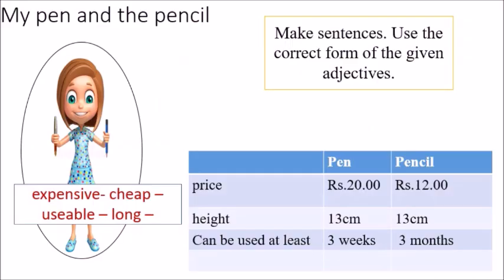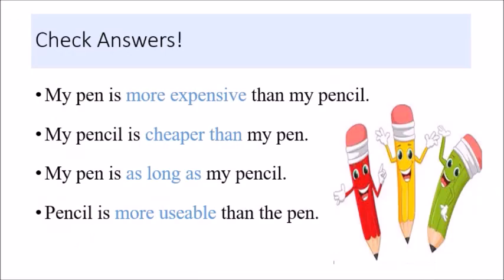Now we are going to make sentences using the correct form of the given adjectives. Study the details given in the table. Have you tried? Let's check the answers. My pen is more expensive than my pencil. My pencil is cheaper than my pen. My pen is as long as my pencil. Pencil is more usable than the pen.